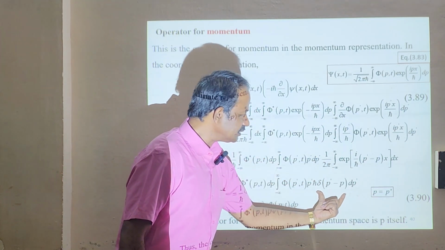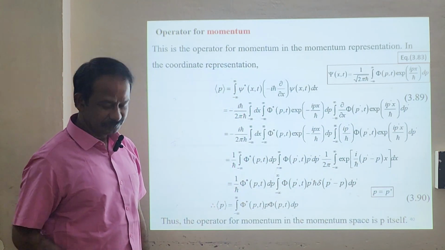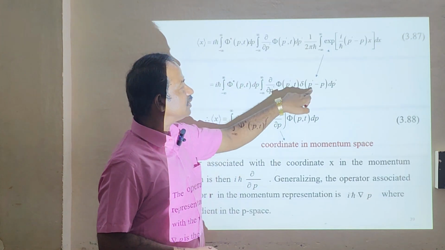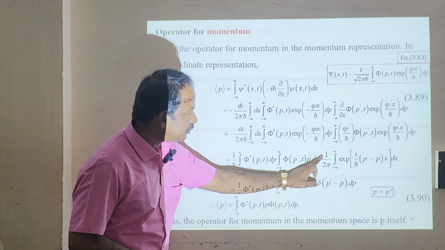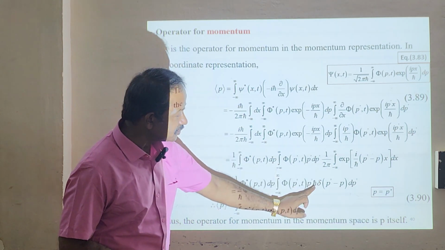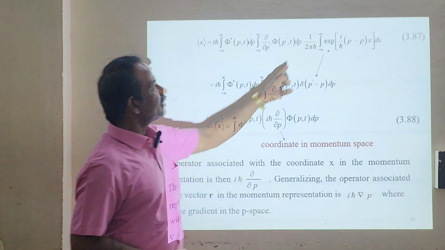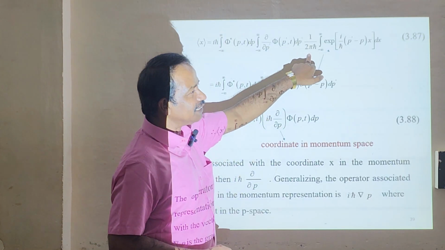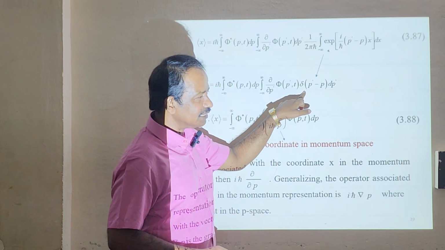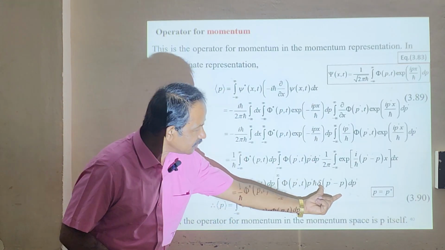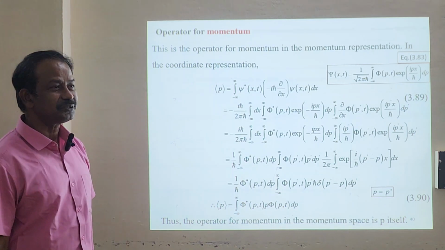This can be written exactly like a delta function. Just now we saw this one, correct? 1 by 2 pi h bar equals the delta function. Here it is 1 by 2 pi, so the delta function should contain h bar. Is it okay? I repeat, 1 by 2 pi h bar is here, so totally we call this the delta function, but here we have 1 by 2 pi alone. So it is the delta function multiplied by h bar. So don't forget. Okay.